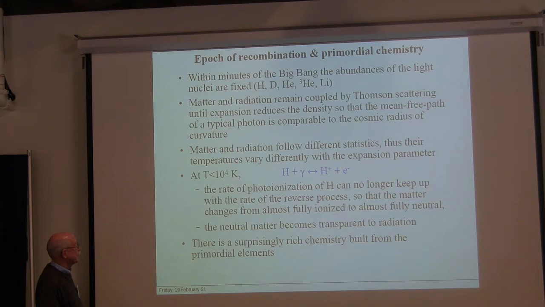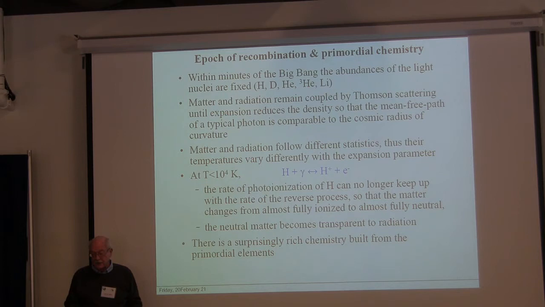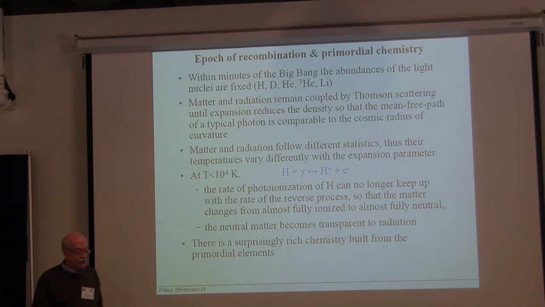At temperatures somewhat below 10,000 Kelvin, the rates of continuing photoionization of hydrogen and of electron capture, mainly radiative recombination, can no longer keep things close to equilibrium, steady state prevails, and gradually but steadily, the universe becomes neutral.